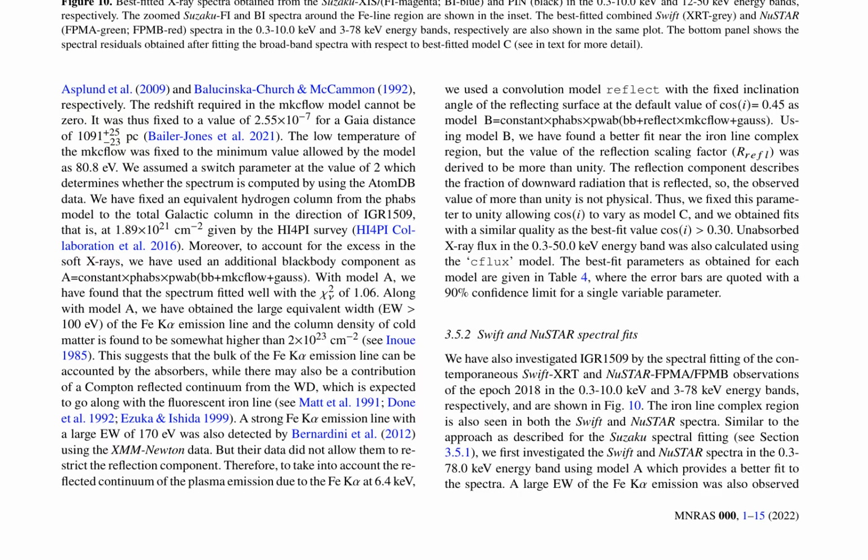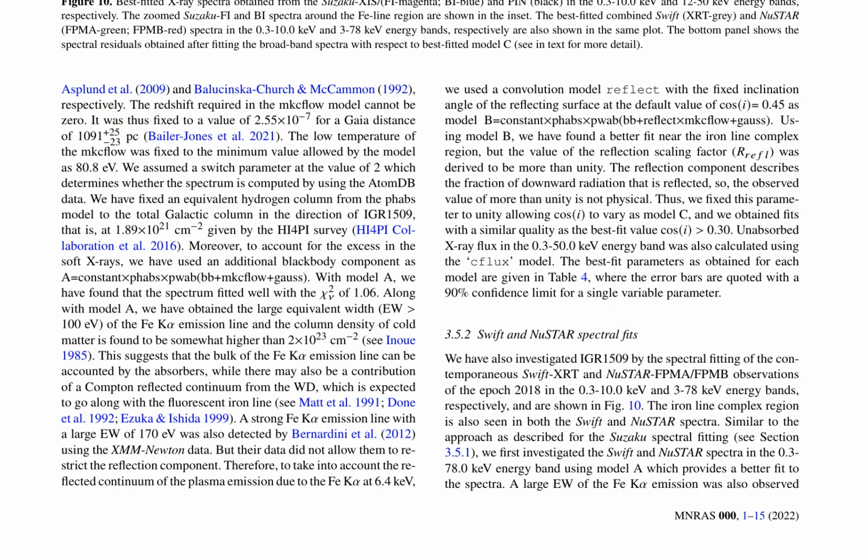Model B includes a convolution model reflect to account for the reflected continuum of the plasma emission due to the Fe K alpha at 6.4 keV. However, the value of the reflection scaling factor, R_refl, was derived to be more than unity, which is not physical. Therefore, this parameter was fixed to unity, allowing cos i to vary as Model C. Model C provided fits with a similar quality, with the best fit value cos i less than 0.30.